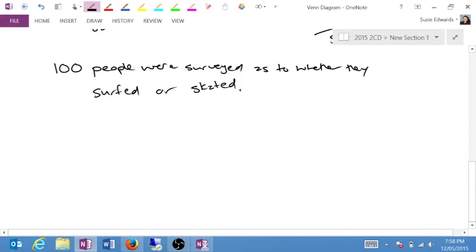Okay, so we would then say that there might be different bits of information here. So it might say 30 people skated only. Then it might say 50 people surfed.